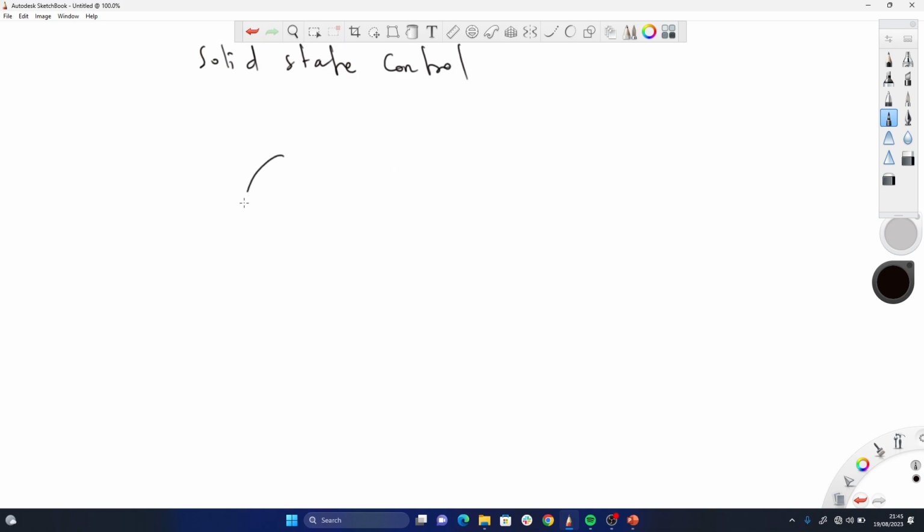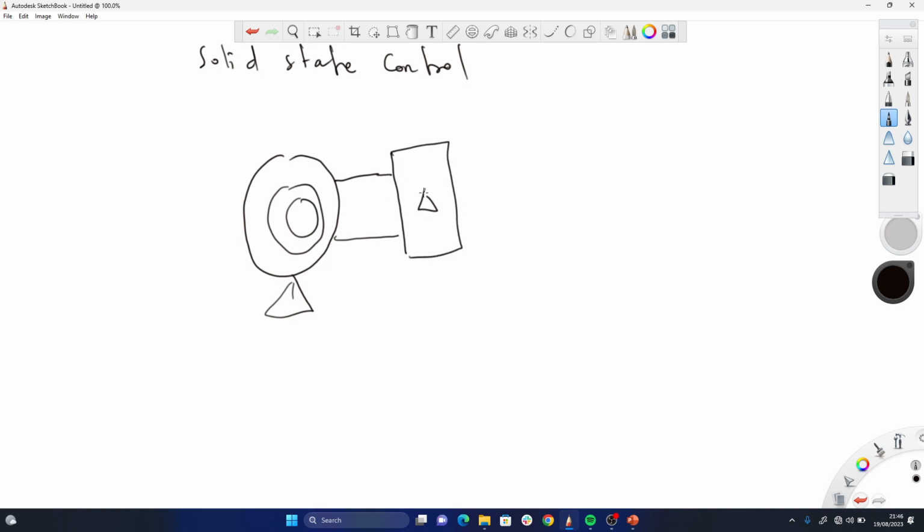In the solid state control, you have your motor here. This is my motor. So what you do is that you connect it to a bridge, a controller here, and then you pass it through an inductor. Then you connect it to a chopper circuit, so you have something like this here.